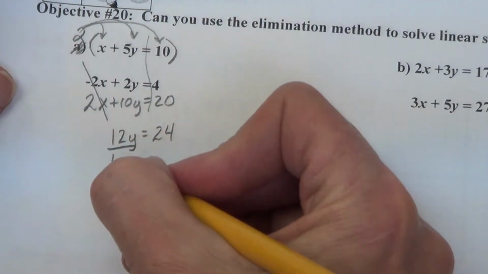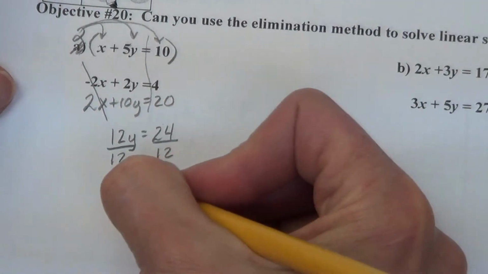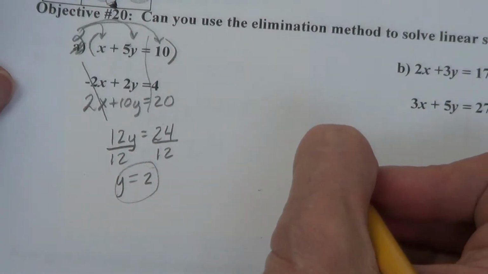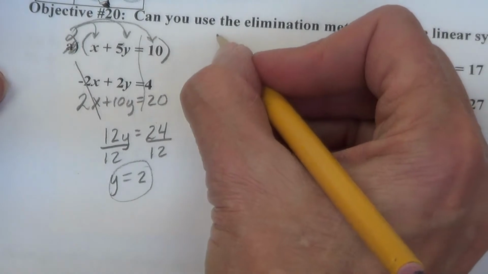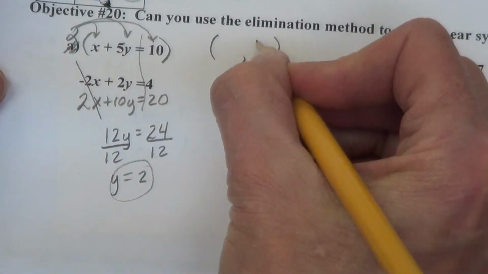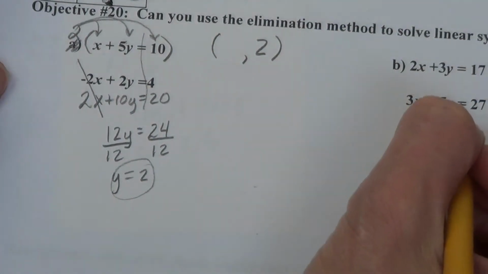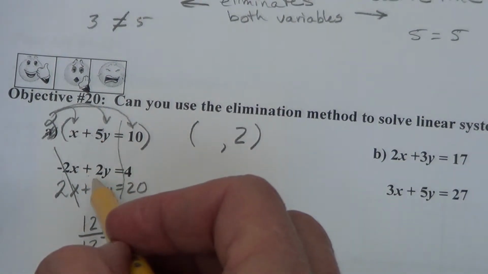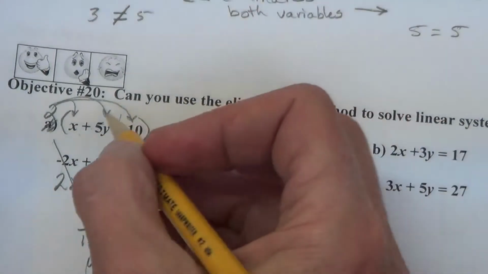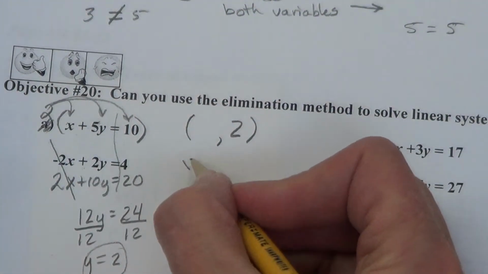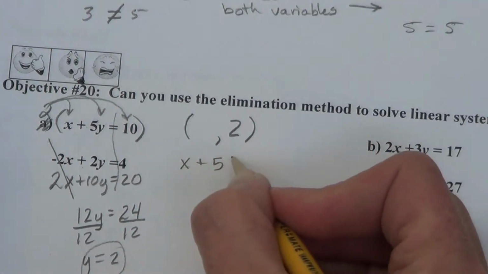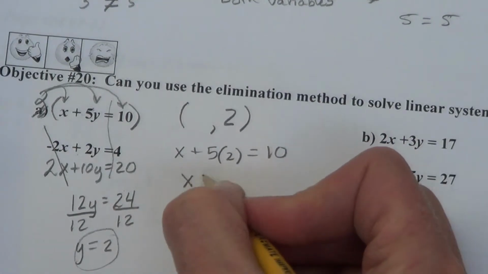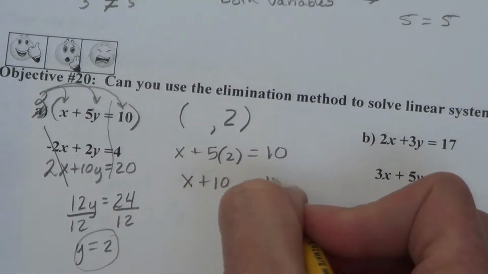Get the y alone, divide by 12 on each side, and we find that y equals 2. Now, we circled that, that's where we get the y answer, but remember our answer is truly a point. So we have to write the 2 in as a point. Now we take this 2 value, plug it into one of these two equations for the y value and solve for x. I'm going to plug it into that first equation. x plus 5 times 2 instead of y equals 10. x plus 10 equals 10.